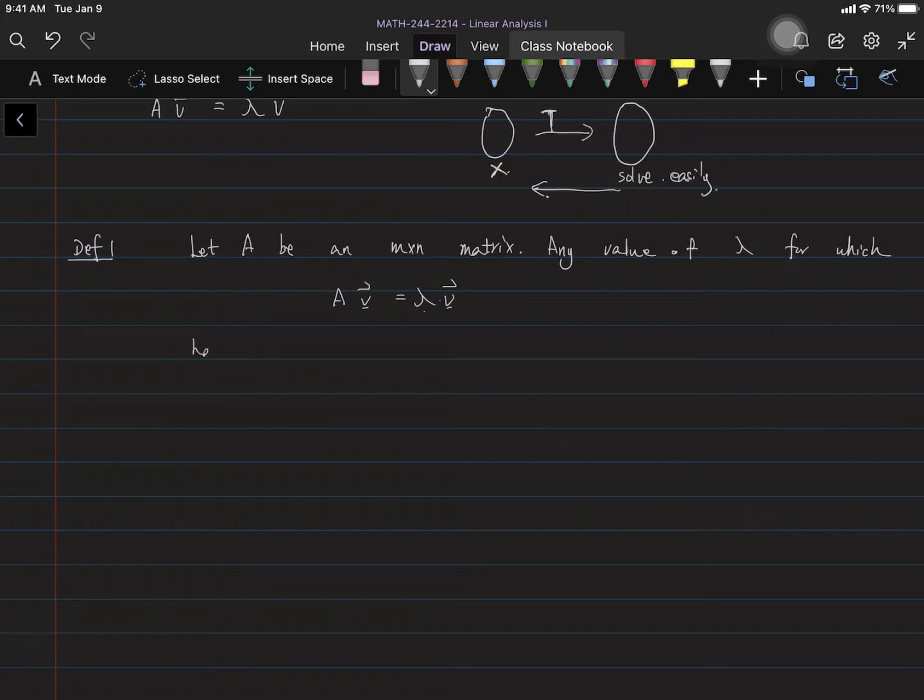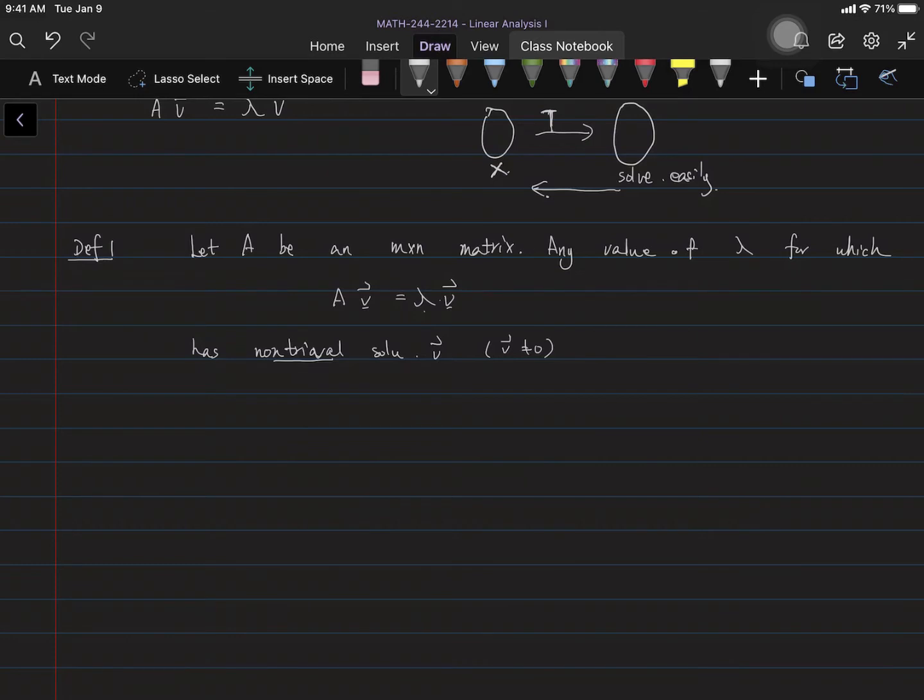And this one has a non-trivial solution V. Non-trivial solution means V cannot be 0. No zero solution, because if A times 0, anything will be 0. So it doesn't make any sense, right? So we only want vectors that are non-zero. For the non-zero vector, we have this property. Non-trivial solution means V is not 0.